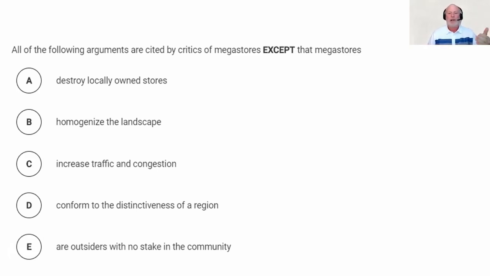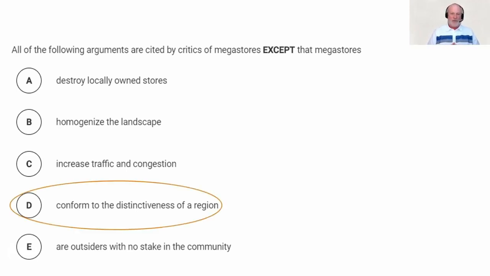So, what would some of the critics say about those? That they destroy locally owned stores, they homogenize the landscape. In other words, they make it look all the same. They increase traffic and congestion. They conform to the distinctiveness of the region. They're outsiders who have no stake in the community. All of these are criticisms except, right? So we're looking for the one thing that's really not a criticism. We'll take a look. Conforming to the distinctiveness of the region.